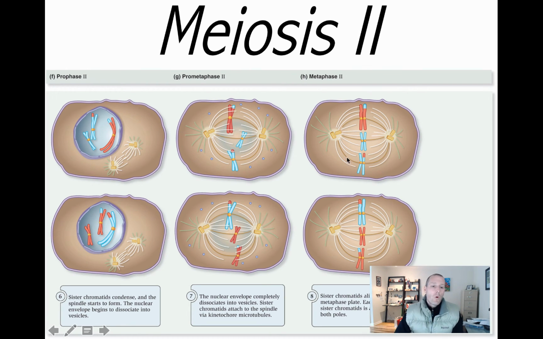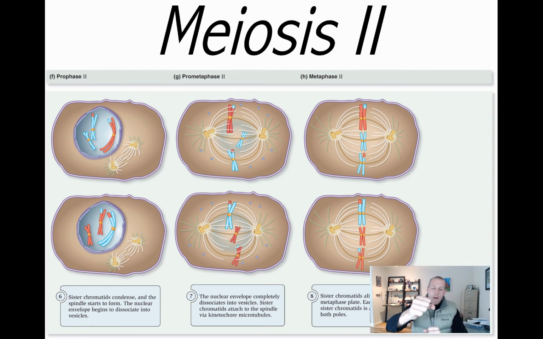Let's follow just one cell through, and you can then look at the second cell in your own time. Let's follow the top cell. So first thing, prophase 2. The nucleus is intact, chromosomes condense down, and the centrosomes start to separate. As we then go into prometaphase 2, the centrosomes are completely separated, the spindle starts to form, those microtubules start to radiate out from the centrosomes.